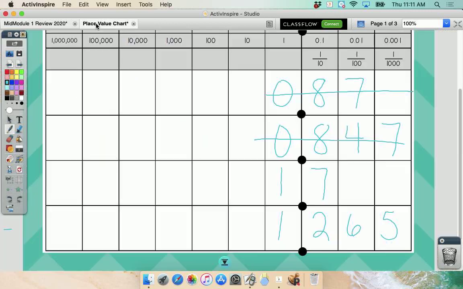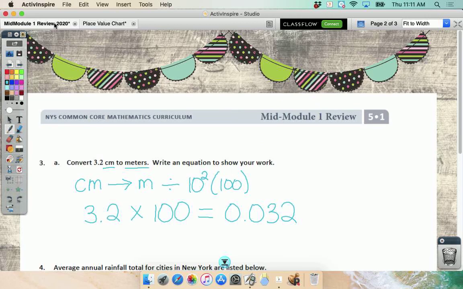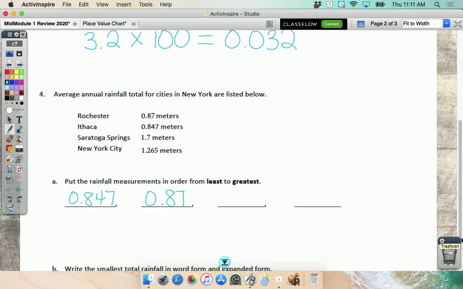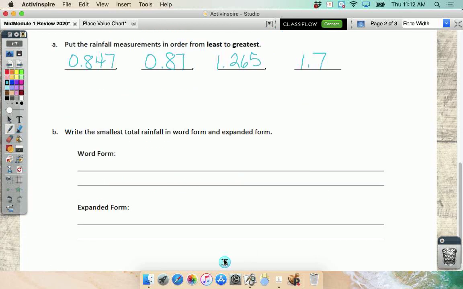Okay, now look at your place value chart. Which one's next? 1.265 or 1 and 265 thousandths. And the last one is? 1.7. Okay, so you can handle that, can't you? I slightly changed the numbers from the test, but not very much. Okay? All right, so the next one gives kids trouble because if you get putting them in order from least to greatest wrong, you're going to miss the next 2 automatically. So we have to make sure this one's right.